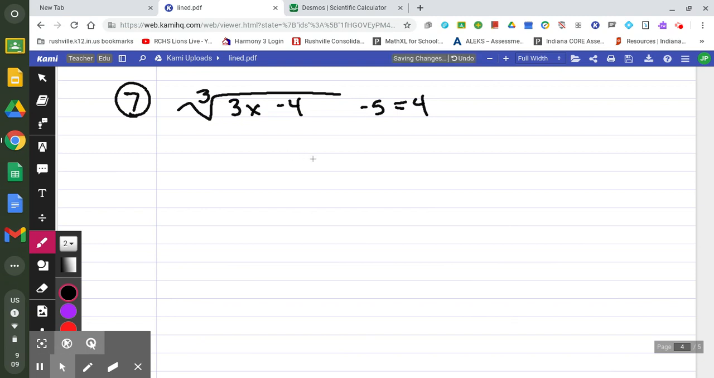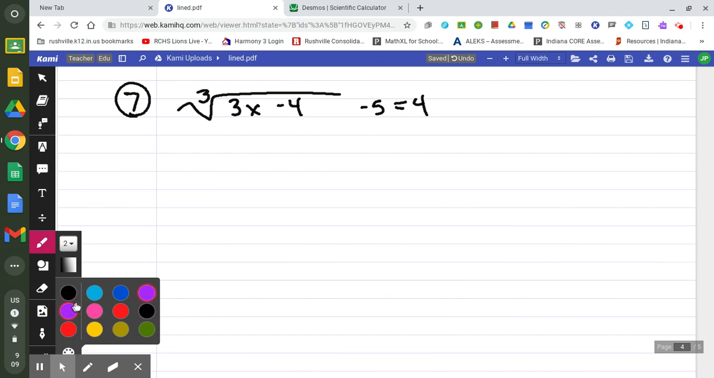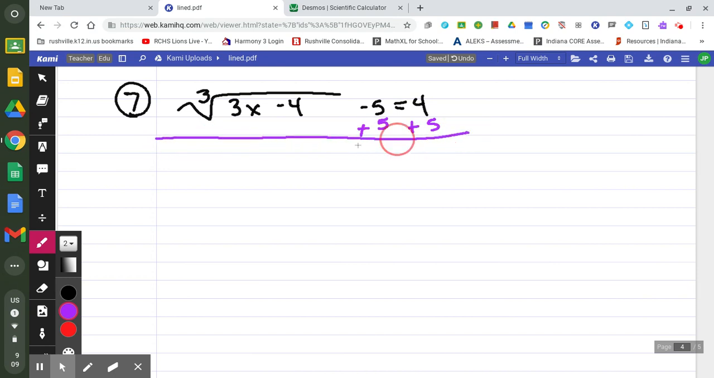And the last one is a cube root. So again, we need to isolate the radical. So I'm going to add 5 to both sides of the equal sign. So cube root of 3x minus 4 equals 9. And then to get rid of a cube root, we will cube or raise each side to the third power.